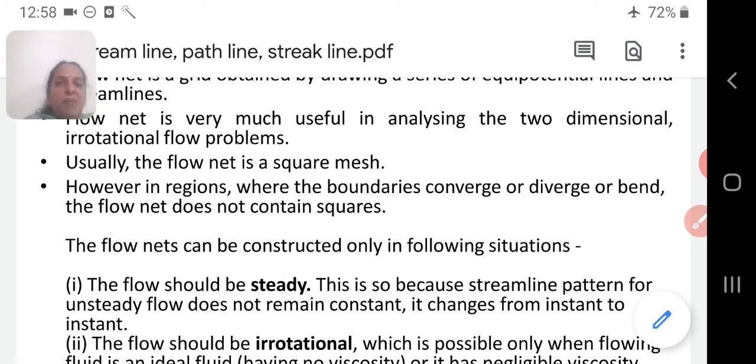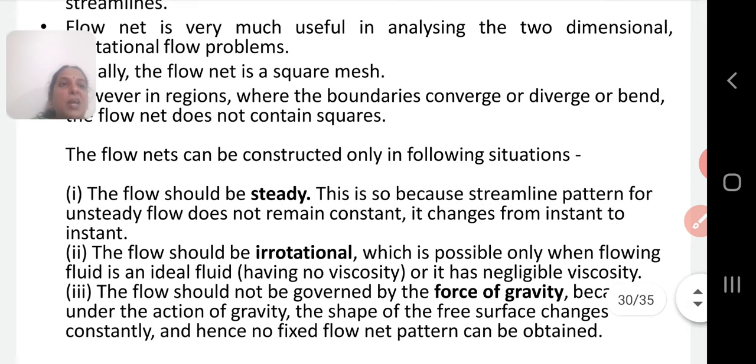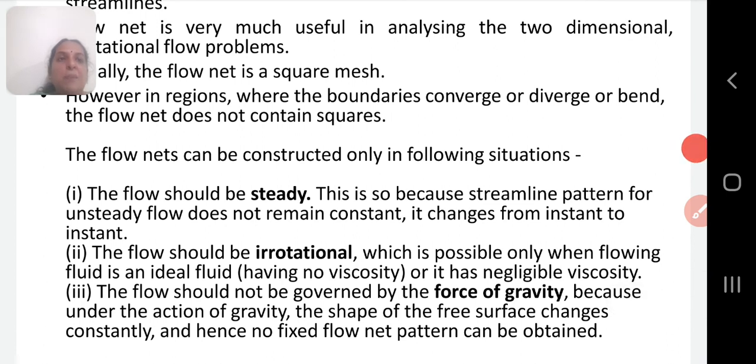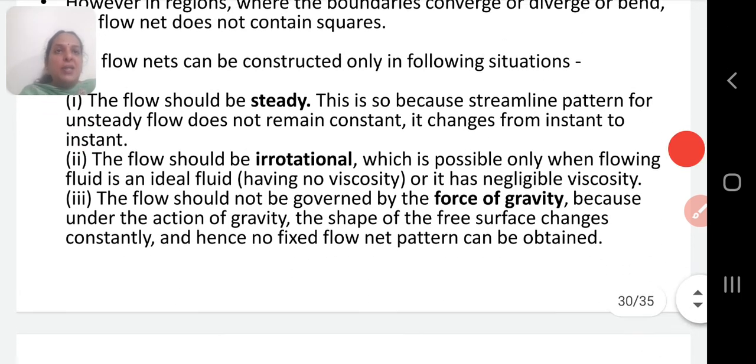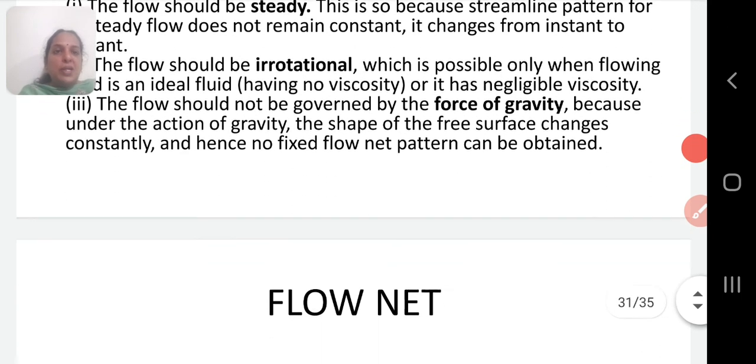The flow net can be constructed only in the following situations: when the flow is steady, that is, we are assuming that it will not change with respect to time. So in the case of steady condition, we will be able to construct this flow net. And the flow should be irrotational. If it rotates, we will not be able to find it out. So we assume that it is possibly an ideal fluid that has no viscosity, or a negligible viscosity. And the flow net should not be governed by the force of gravity, because under the action of gravity the shape of the free surface changes constantly and we cannot get a flow net pattern. So under these conditions we have to consider the flow net.